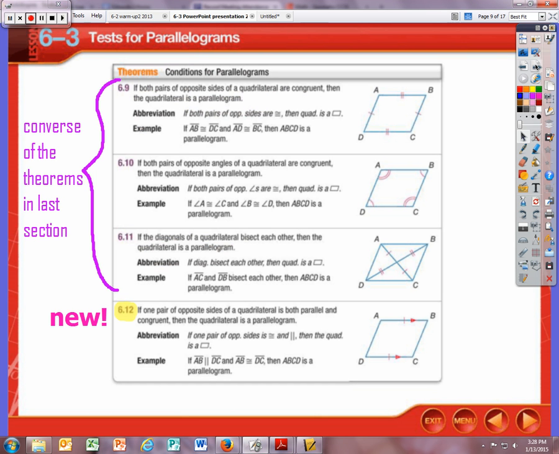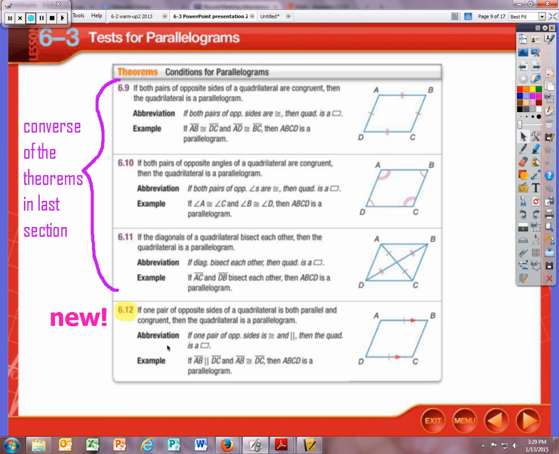Alright, so notice when you look at all these, we have some of the ones from section 2, simply the converse of each of those. Okay, so notice we have here for 6.9, if both pairs of opposite sides are congruent, then you have a parallelogram. 6.10, if the opposite angles are congruent, then you have a parallelogram. 6.11, if the diagonals bisect each other, then it's a parallelogram. We already saw these in the last section, so those should be really familiar to you.